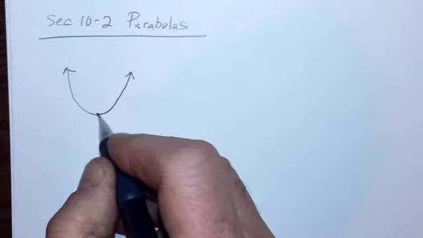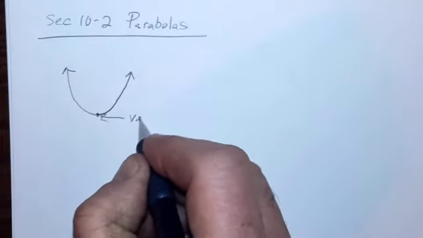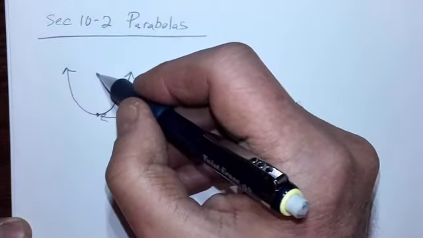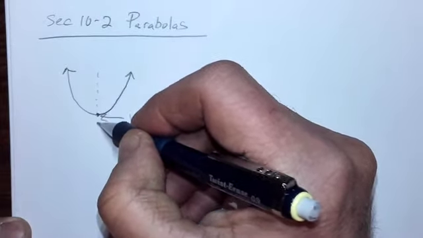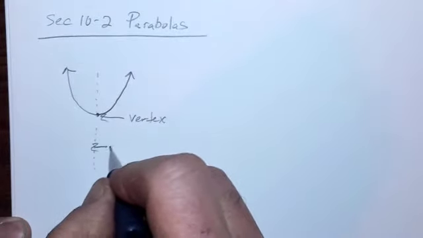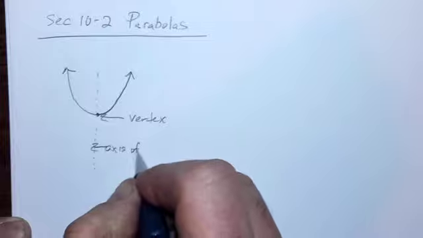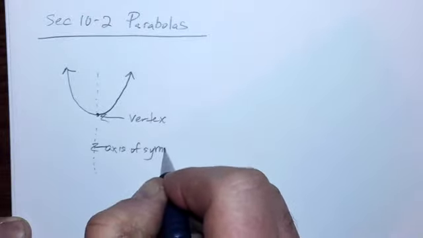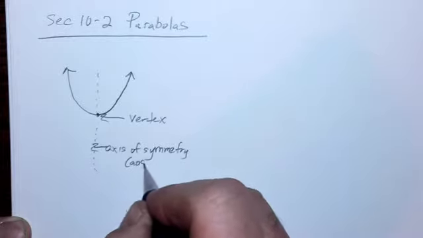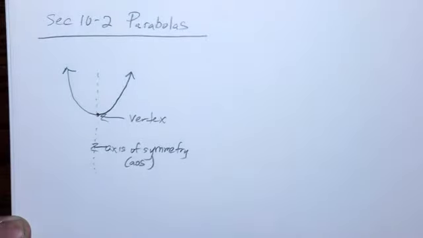And so this point right here is called the vertex of the parabola. There's a line that runs through the vertex, down through the middle of it like that, and that line is called the axis of symmetry, or I abbreviated it AOS. I'm just too lazy to write it all out.